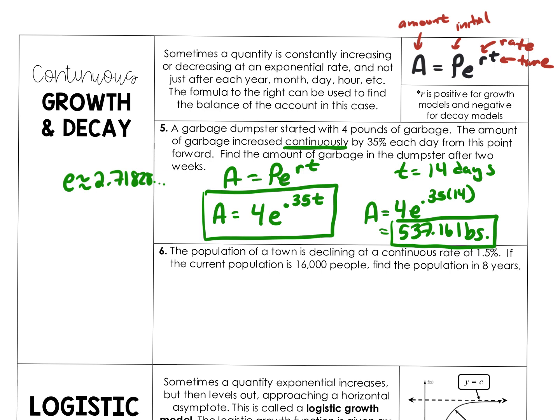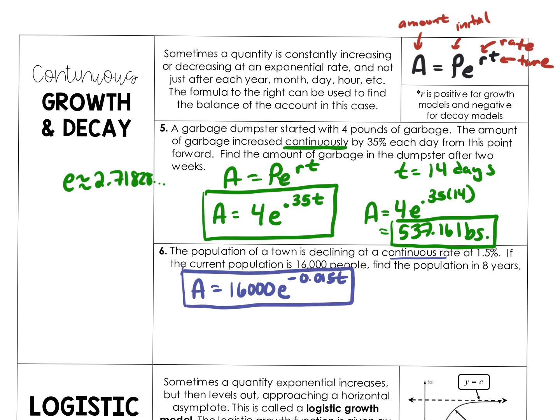So let's look at number 6. It says a population of a town is declining at a continuous rate of 1.5. So it's going down. If the current population is 16,000 people, find the population in 8 years. So again, we have this continuous idea, so we're going to use the A equals P e to the r t equation. P is what we start with, which is 16,000 E. Now again, it's going down at 1.5, so the way we deal with this is we say negative 0.15. And again, it is 0.015 because it's 1.5% and then T. So there is my decay equation.